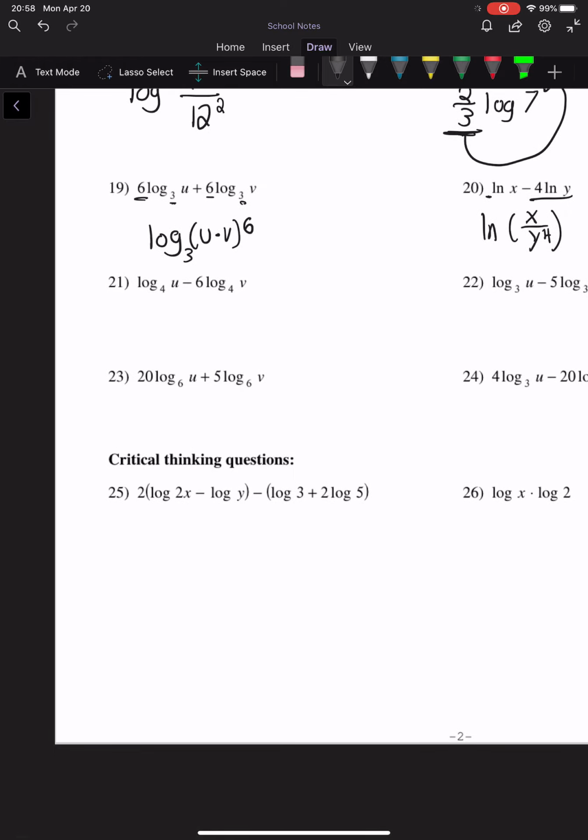Question number 21. So we both have log base 4. However, this one has the 6 in front of it, so we got to be careful of that. So we're going to have log base 4 u over v, and just the v is going to be raised to the 6th power. And let's put all that in parentheses.